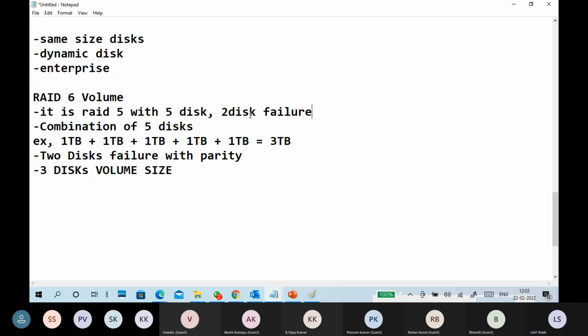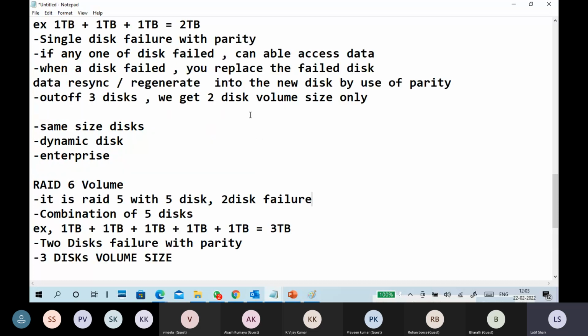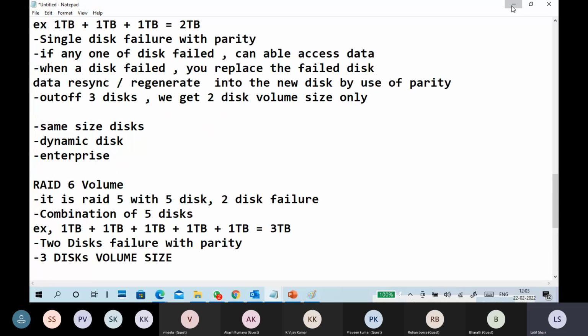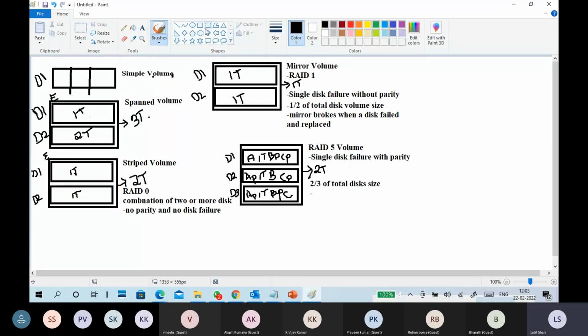RAID 5, we use 3 disks, single disk failure. RAID 6, we use 5 disks, 2 disk failure. That's the difference. Okay. So this is totally RAID 5, and RAID 6. If you want a diagram, then you can also put 5 disks here: 3, 4, 5.